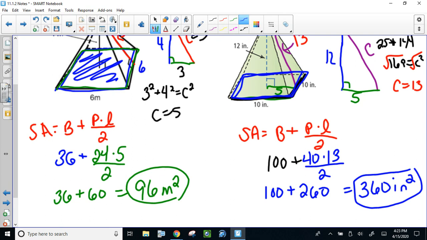The biggest thing you got to make sure you have is the slant height. If you don't have that, you got to do a little bit of extra work, but it's nothing we can't handle.